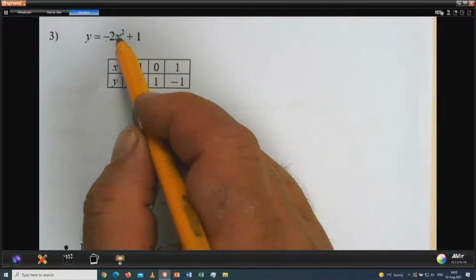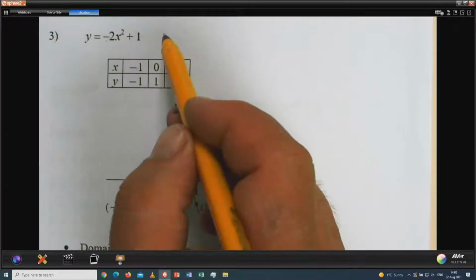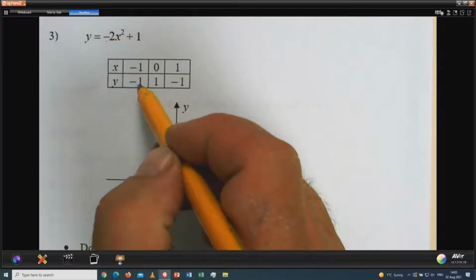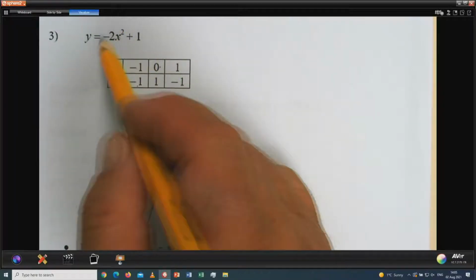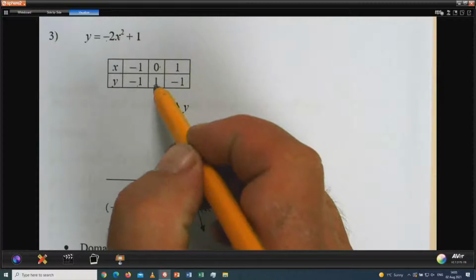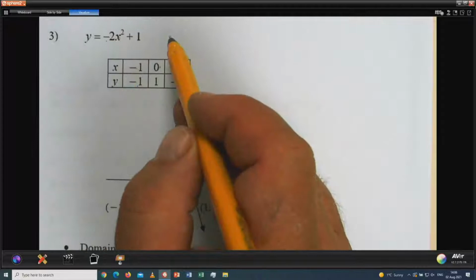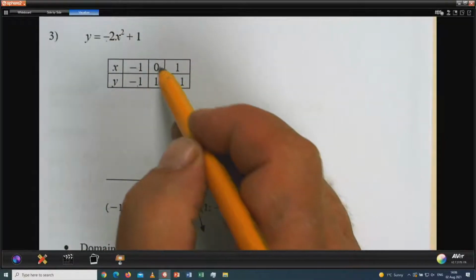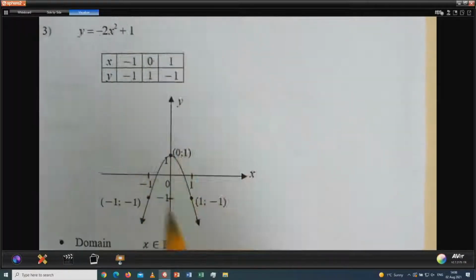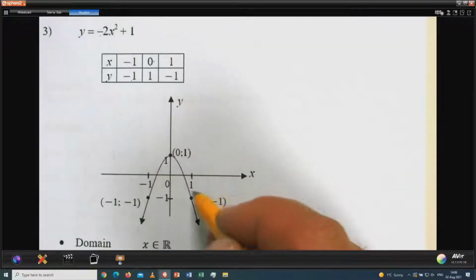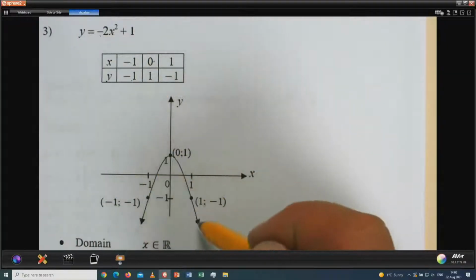If we put negative 1 in place of x, negative 1 squared is 1 times negative 2 is negative 2 plus 1 will give you negative 1, y equal to negative 1. If you put x equal to 0, 0 squared is 0 times negative 2 is 0 plus 1, the y value is 1. And 1 squared is 1 times negative 2 is negative 2 plus 1 is negative 1, the y value is negative 1. Now if I plot the points, it's (negative 1, negative 1), (0, 1) and (1, negative 1). And because the a value is negative, the parabola's arms are down.